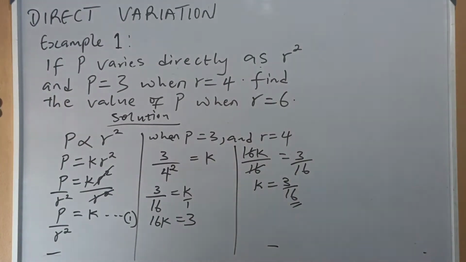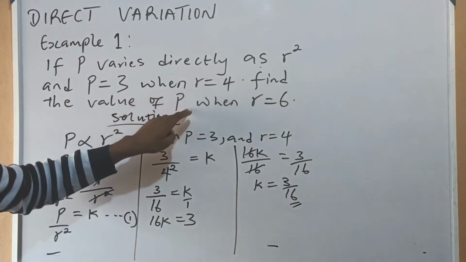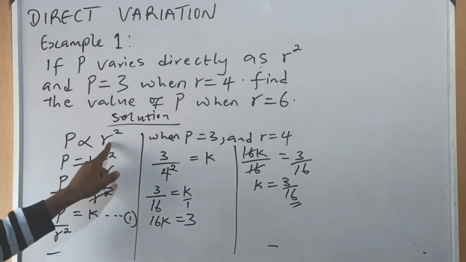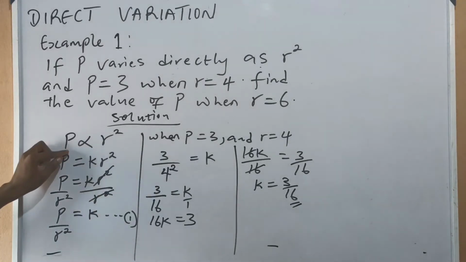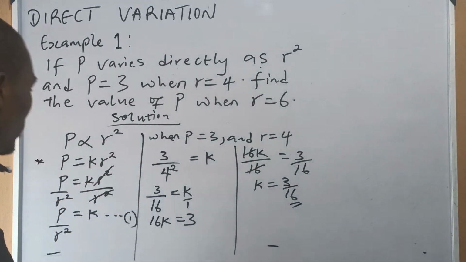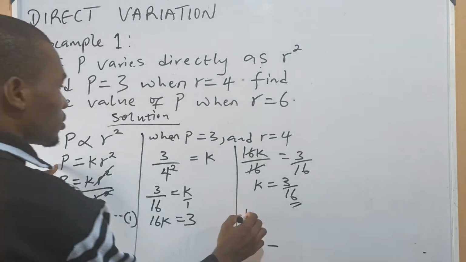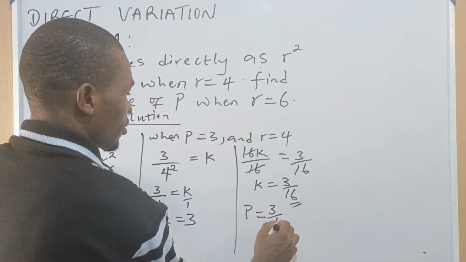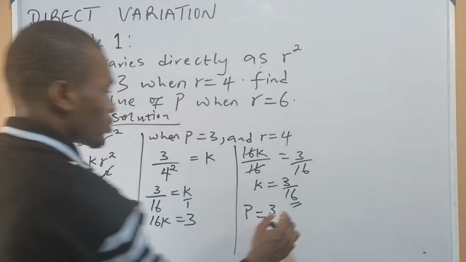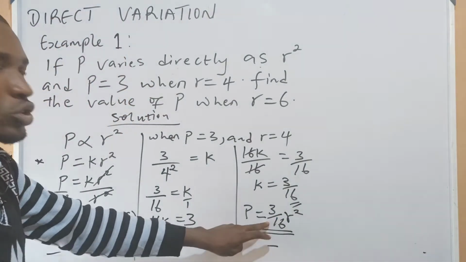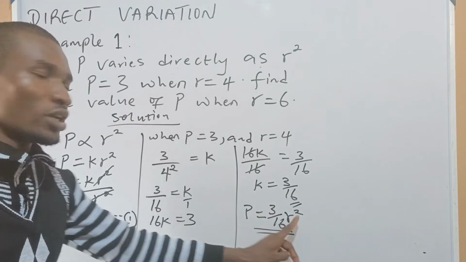But the next thing we want to do, before we are able to find the value of P, is to establish the relationship between P and R. And what is the relationship between P and R? Very simple. From this given equation here, P is equal to K R squared, such that we have P is equal to, what is our K? Our K is now 3 over 16, then our R raised to power of 2. So this is basically what we call the equation of relationship between P and R.